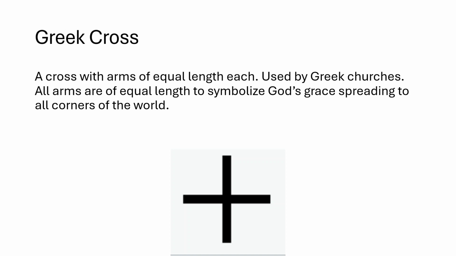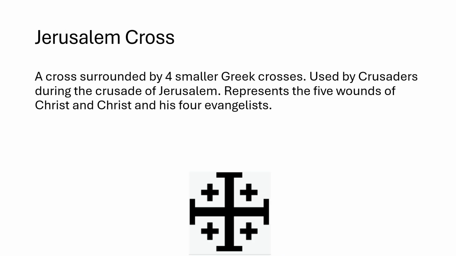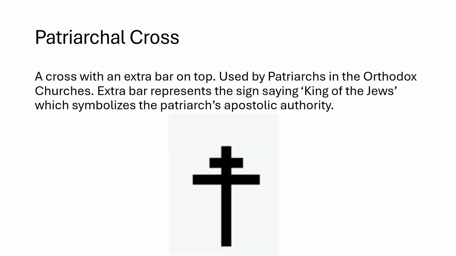Greek cross. A cross with arms of equal length each. Used by Greek churches. All arms are of equal length to symbolize God's grace spreading to all corners of the world. Jerusalem cross. A cross surrounded by 4 smaller Greek crosses. Used by Crusaders during the Crusade of Jerusalem. Represents the 5 wounds of Christ and his 4 evangelists.